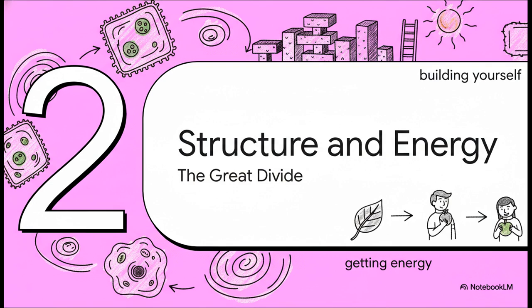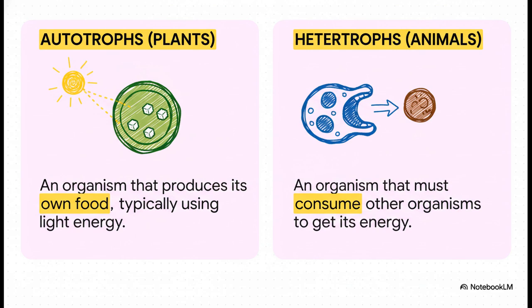How do you build yourself? And where do you get your lunch? And this is where we see two totally different life strategies. On one side, you have plants. They're autotrophs. It basically means self-feeder. They literally make their own food just by soaking up sunlight. Then you have animals, including us. We're heterotrophs, which means we have to get our energy by eating other things. And believe me, that one single difference changes absolutely everything.